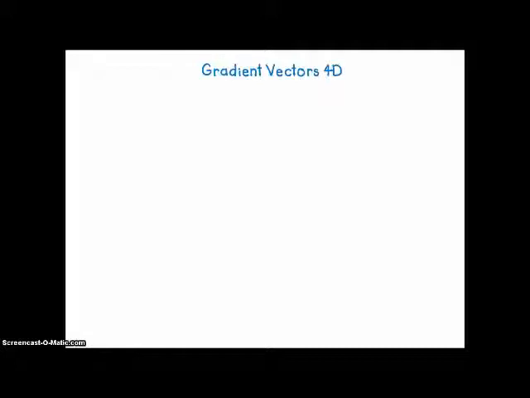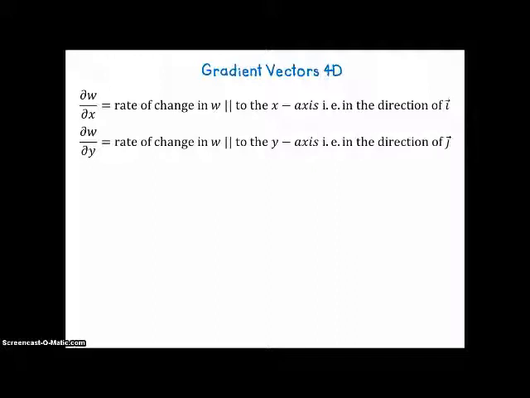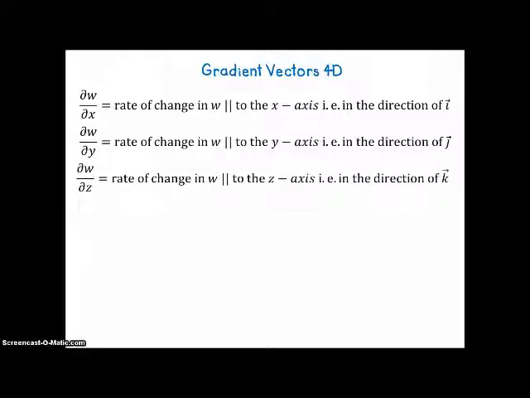Now if we continue that into 4D, the same idea, which is much harder to draw, we have the partial derivative of w with respect to x is the rate of change in w parallel to the x-axis, again, still in the direction of i. Partial derivative of w with respect to y is the rate of change in w parallel to the y-axis, so in the direction of j. And the partial derivative with respect to z is the rate of change in w parallel to the z-axis, so in the direction of k.